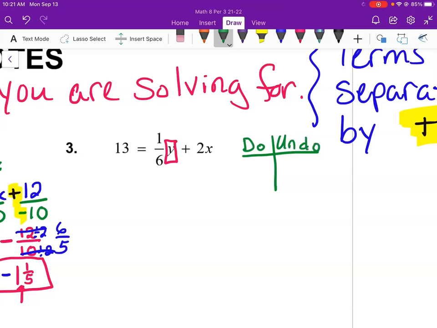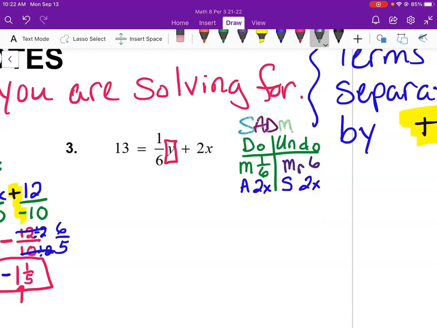Okay, what's going on between y and 1/6? We're multiplying by a fraction. If I multiply by a fraction, I'm going to multiply by the reciprocal, which is 6. And then I'm adding 2x. So to undo addition, you do subtraction. On these, we're always doing SADMEP when we're doing do and undo. So we have subtraction, and then we have multiplication. So we subtract 2x from both sides.